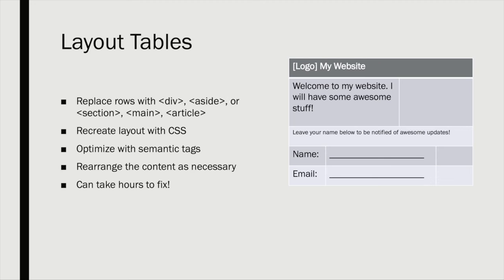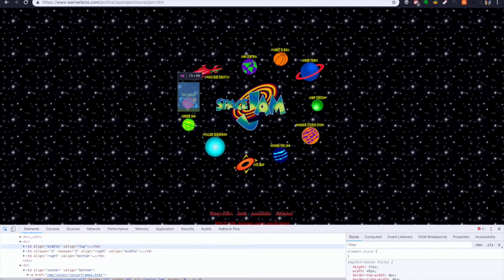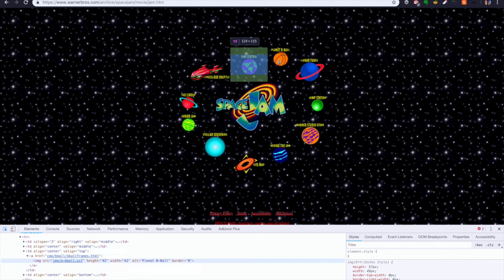There are plenty of websites out there today that still use tables as layouts, and they shouldn't, but they do exist. A very famous example out there is the Space Jam website. If you have a chance to look up the Space Jam website for the original movie, it is certainly something to look at because it uses a lot of tables and is, well, very, very outdated.